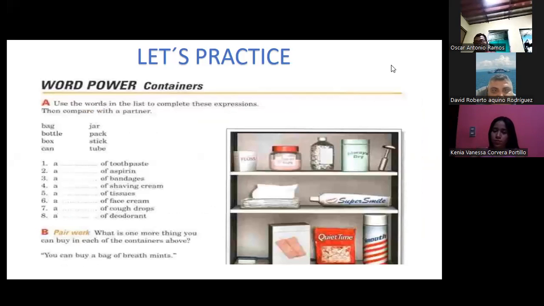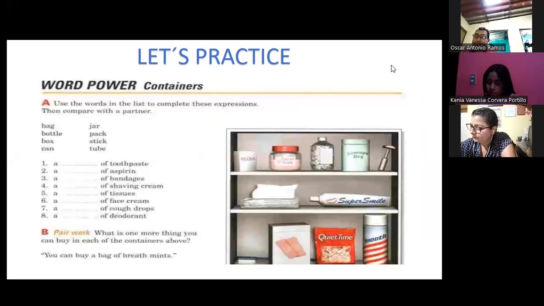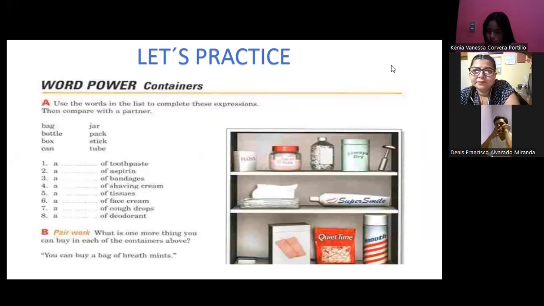It says use the words in the list to complete these expressions. Then compare with your partner. So let's read it. Okay, we have a bag, a bottle, a box, a can, a jar, a pack, a stick, a tube. So you can see the words that we will use. Those are called containers.